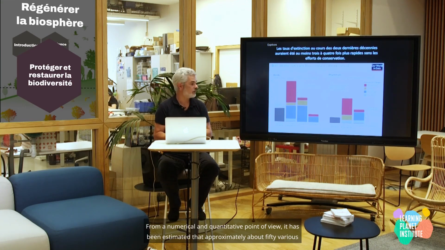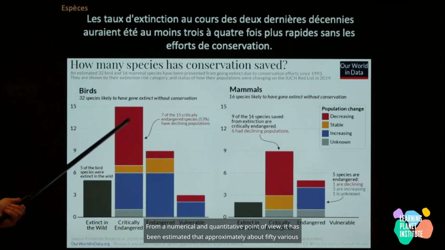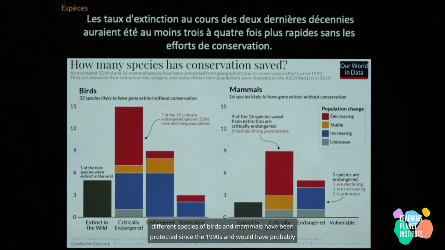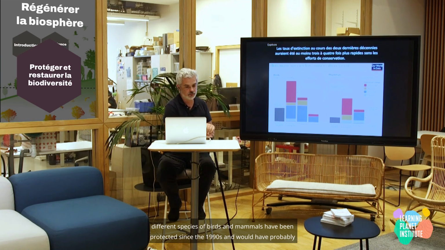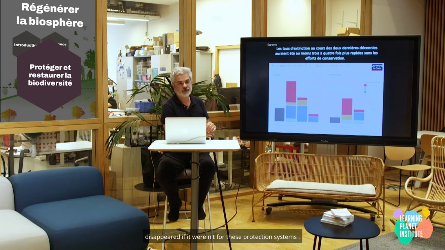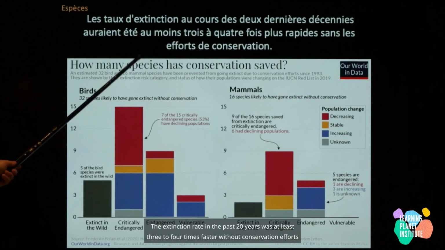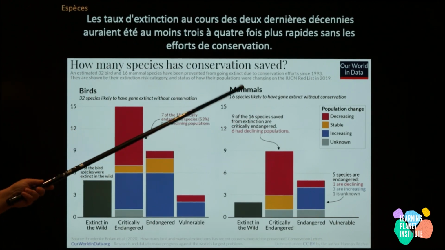From a quantitative point of view, it has been estimated that approximately 50 different species of birds and mammals have been protected since the 1990s and would have probably disappeared if it weren't for these protection systems. Everything is in the title. The extinction rate in the past 20 years was at least 3 to 4 times faster without conservation efforts.